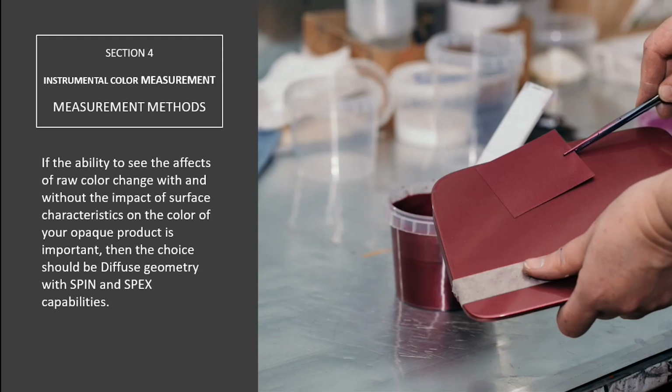Now, there's another geometry, diffuse geometry, that can also look at a color irrespective of the surface appearance. So we can look at what this color looks like, including or excluding the surface appearance. That's used in things like formulation, where I'm trying to get to a specific color. I don't care about the surface texture, I just care about the color itself. So we have instruments that allow customers to look at the sample both with and without surface texture.